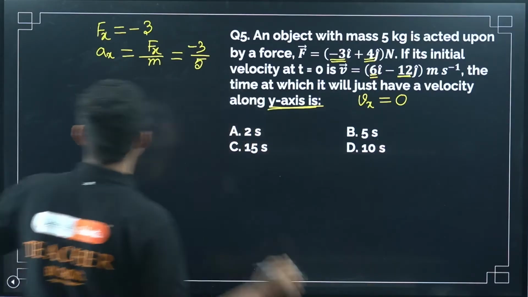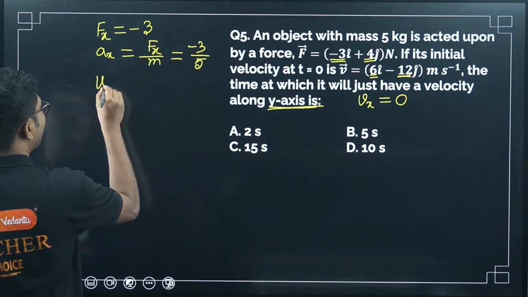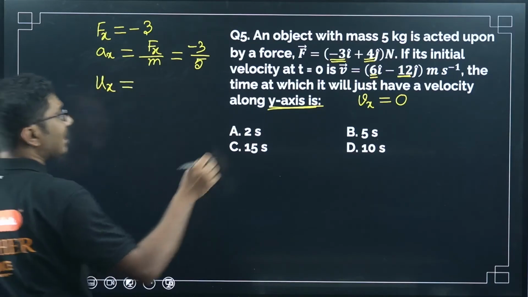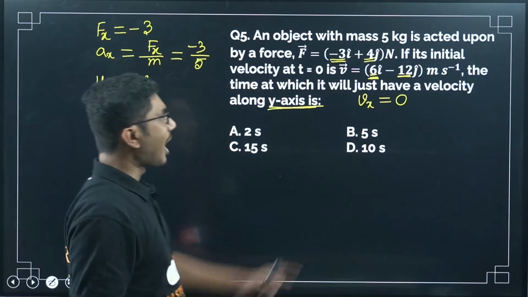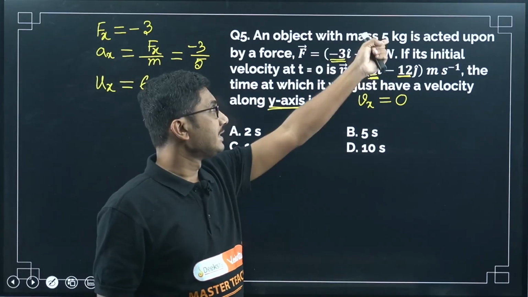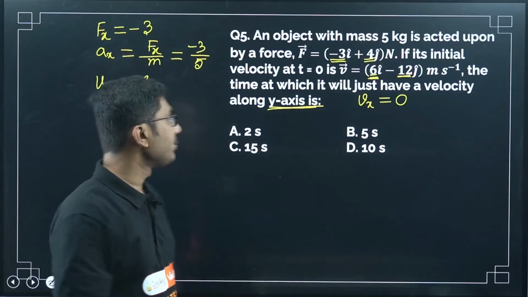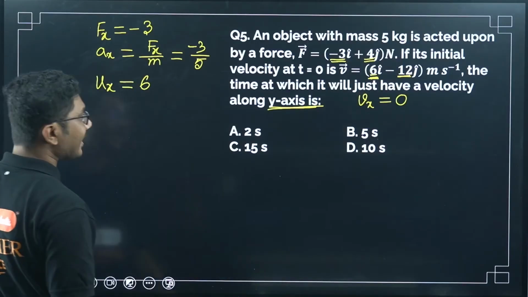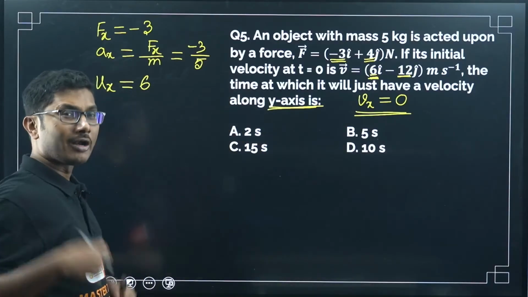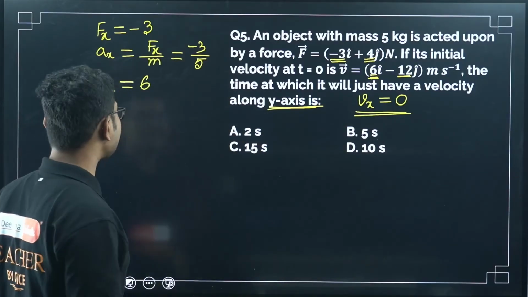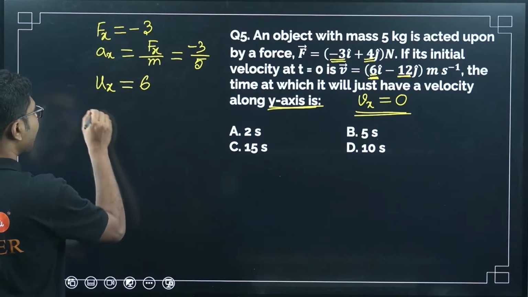Now what is the initial velocity along x axis? Initial velocity along x axis was 6. So i means x component, j means y component. I hope you are familiar with that. Now the final velocity along x axis should be 0, right? Then only it will have a component along y axis alone. So final velocity is 0.